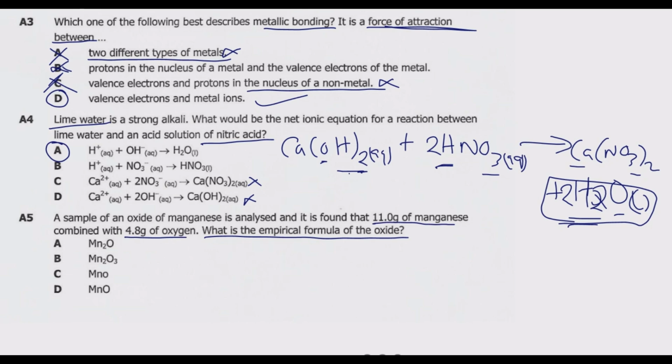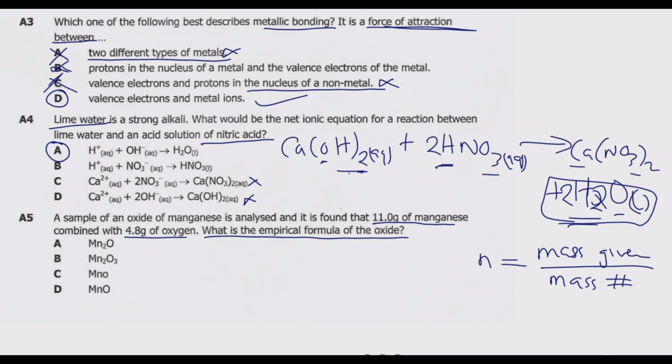So for us to find the formula for this manganese oxide, we need to know the number of moles. The number of moles is a standard unit that we can use to compare one to another. So the number of moles in a given quantity is equal to the mass given divided by the mass number.